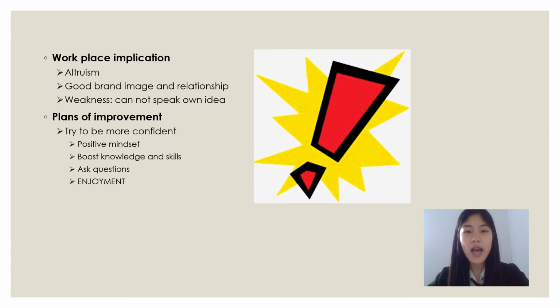Nevertheless, the plans I could implement to improve my weakness of unable to speak out my own ideas. My plan is to be more confident during the team's discussion. I will achieve this by firstly establishing a positive mindset, encouraging myself to make mistakes and learn from the mistakes. Secondly, to boost my knowledge and pick up skills. By doing this, I may be able to refine my effort into better productivity levels and able to help the others in need. Lastly, ask questions and enjoy the moment.